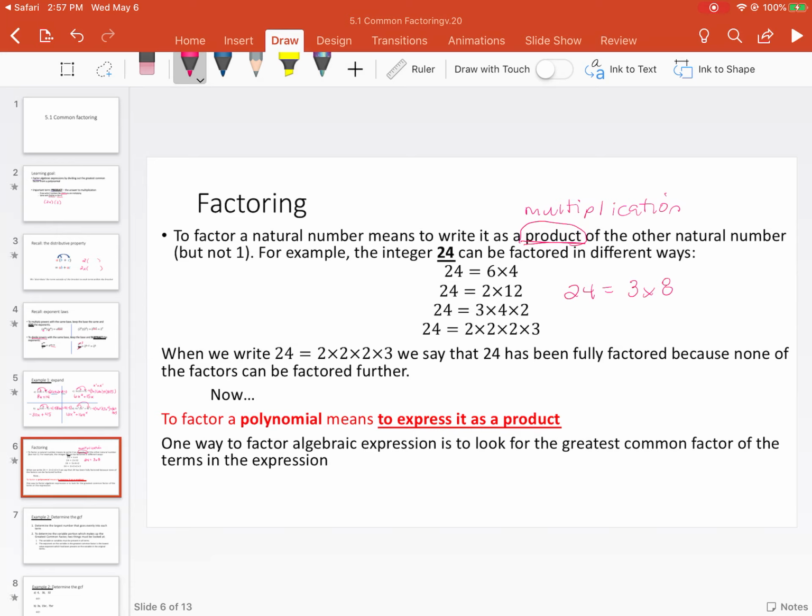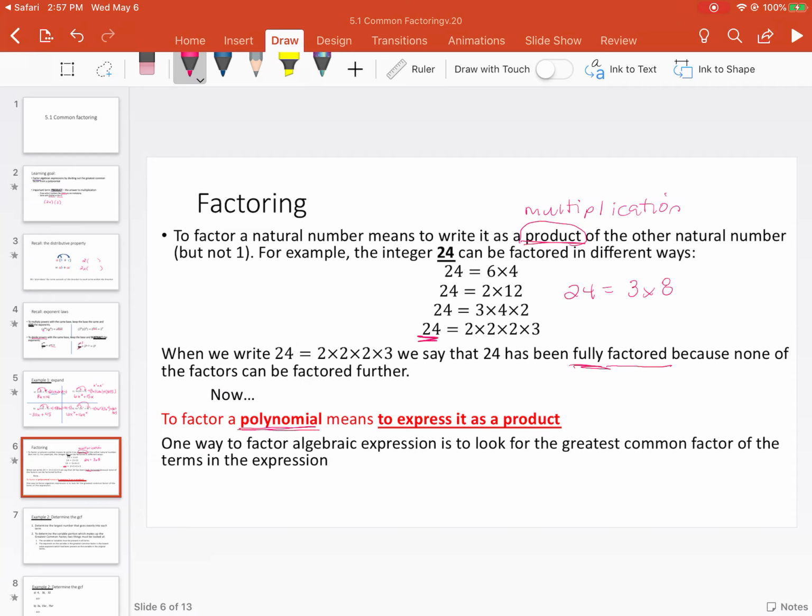When you factor 24 into numbers that cannot be broken down any further, or cannot be factored any further, we call that fully factored. Sometimes, let's say you had a fraction, your answer had to be the most reduced, divided by the biggest number that will get it all the way down to the simplest.